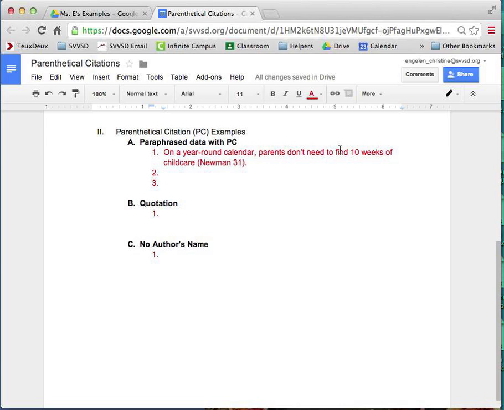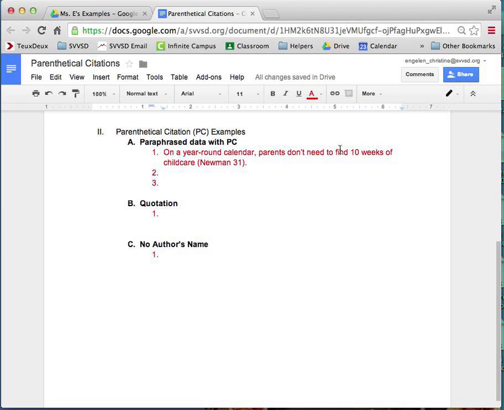Okay, so that is what a parenthetical citation looks like. It always appears at the end of a sentence. It comes after the last word of the sentence with a space, but before the period in the sentence. Okay, you need to know that. Also, notice that in this parenthetical citation, there is no comma between Newman and 31. And there is also no PG period, no P period that means page.